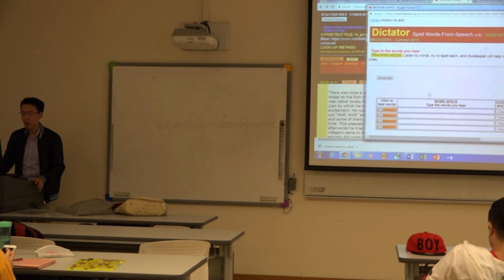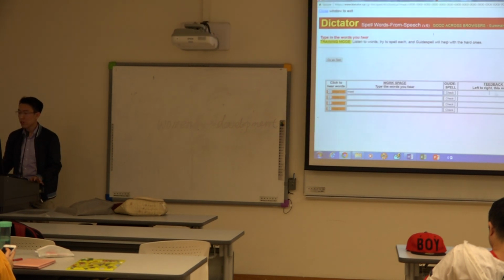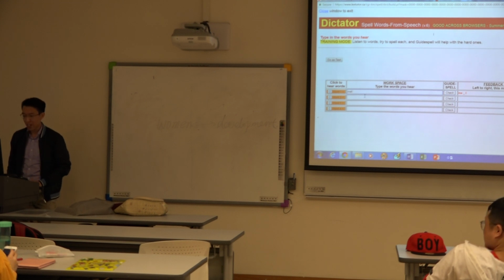Meal. Okay, now I'll try to spell the word meal. M-E-E-L. And then I will check whether that's right. Oh, it says I'm 75% correct, so I need to try harder. Okay, I'll try that again. Oh, yay. So you eventually get it right because it tells you which letter is wrong.